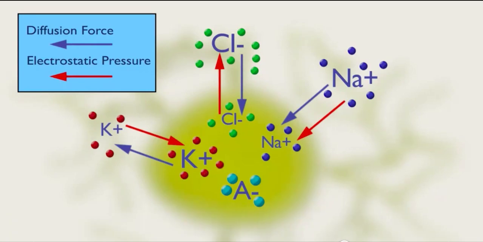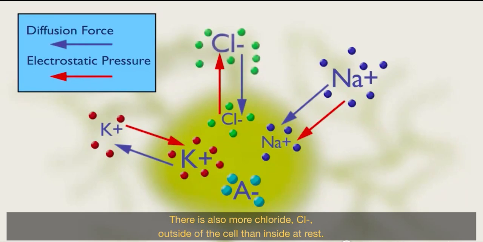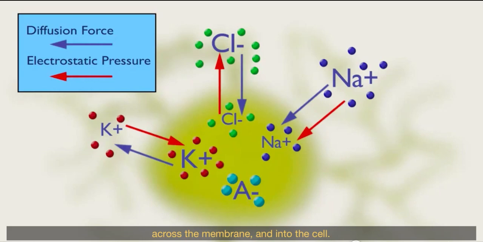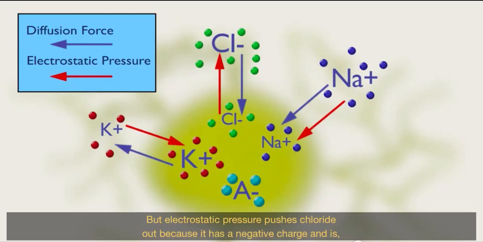There is also more chloride, Cl-, outside of the cell than inside at rest. Diffusion pushes chloride down its concentration gradient, across the membrane, and into the cell, but electrostatic pressure pushes chloride out because it has a negative charge and is therefore repelled by the negative charge inside the resting neuron.